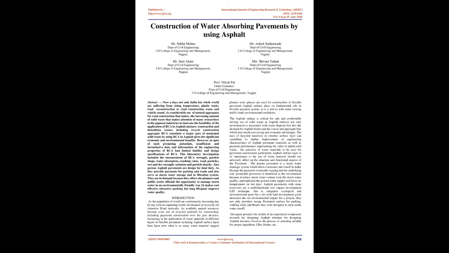Also, porous asphalt pavements are designed for dual duty, as they provide pavements for parking and roads and also serve as storm water storage and infiltration systems. They are in demand because they offer site planners and public works officials the opportunity to manage storm water in an environmentally friendly way. It makes cost-effective, attractive parking lots, with long lifespan and improved water quality.